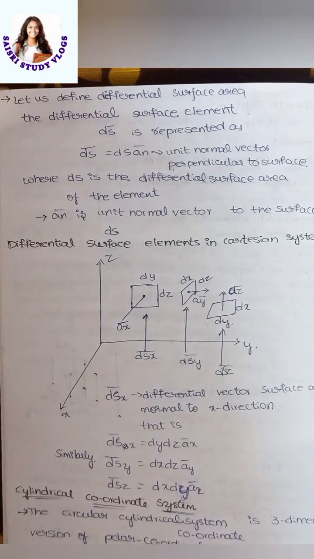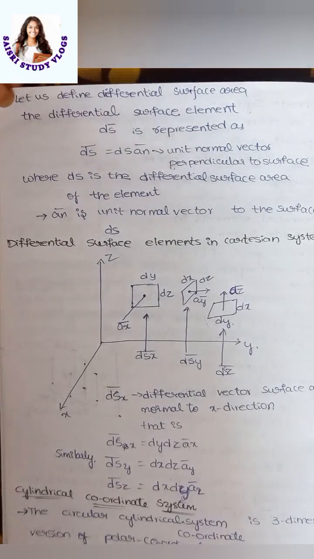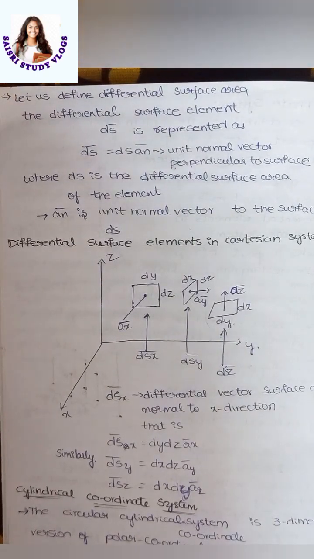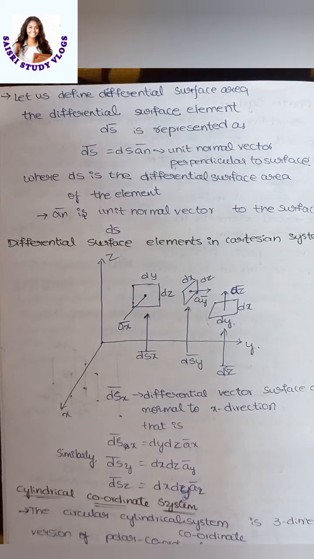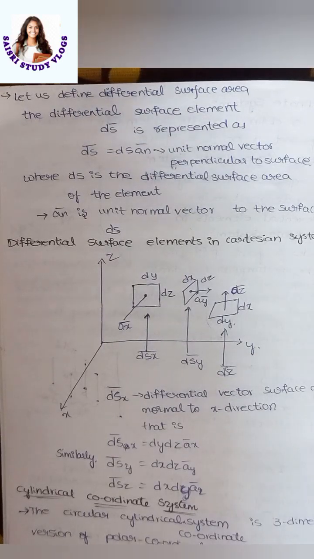Previously we represented the element-wise differential change, how the change happens element-wise, along the x-axis, y-axis and z-axis. Now let us see how the change takes place in surface area. A surface is nothing but xy, yz or zx, any two axes. But if you take the volume, we have all three axes.